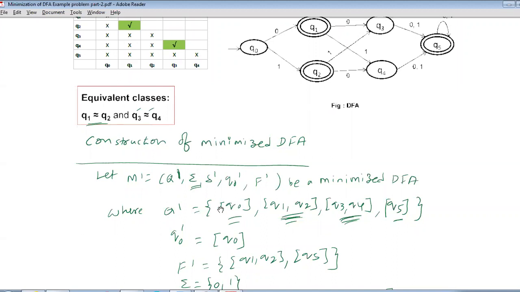Now once the states are obtained, you can find Q naught dash. The initial state is nothing but the first state in Q dash. So Q naught within square brackets is the initial state. Then how to find F dash? In Q dash, whichever states are a combination of the final states of the DFA can be considered the final states of the minimized DFA also.